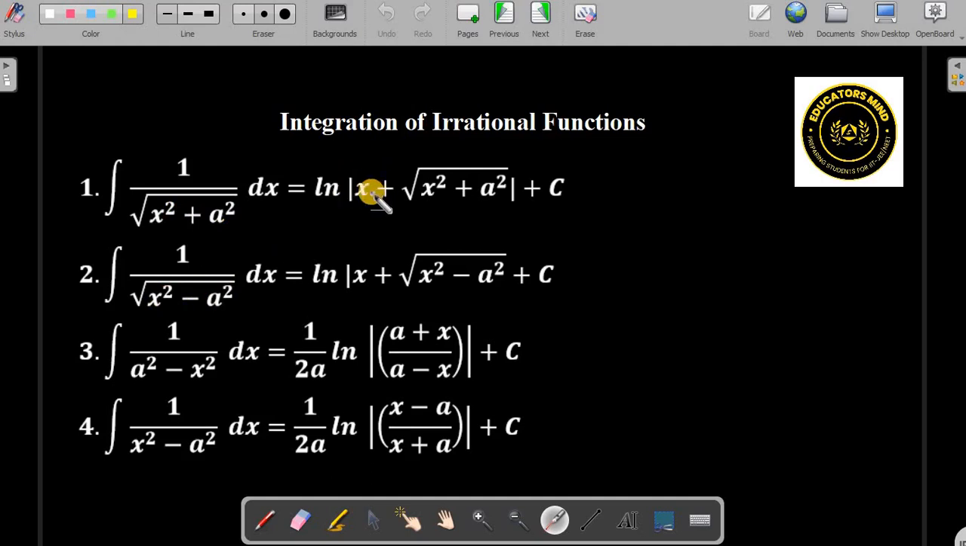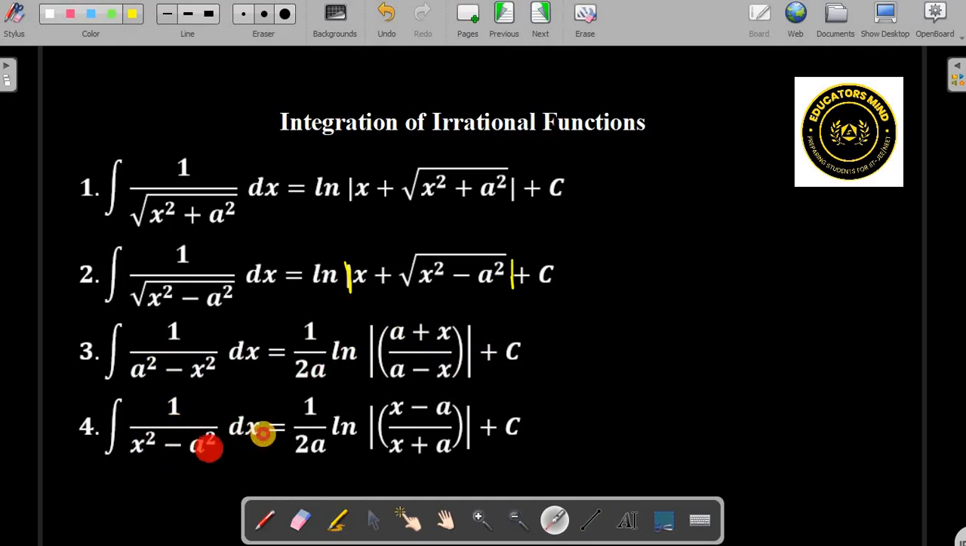So this is ln of x plus root under x square plus a square plus c. Here, same ln of x plus root under x square minus a square. Okay, this bracket is now closed. Then 1 by a square minus x square dx is 1 by 2a ln of a plus x by a minus x.